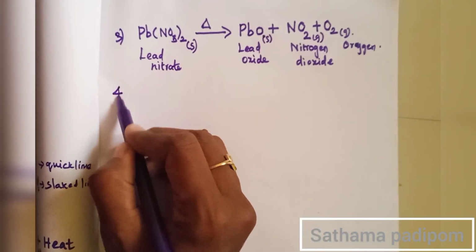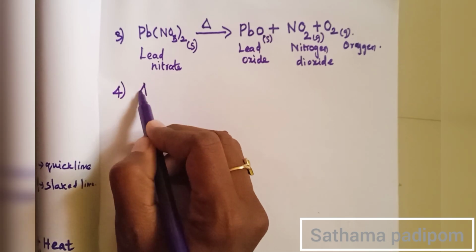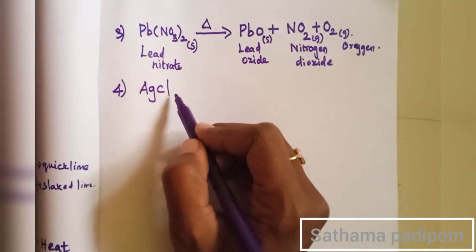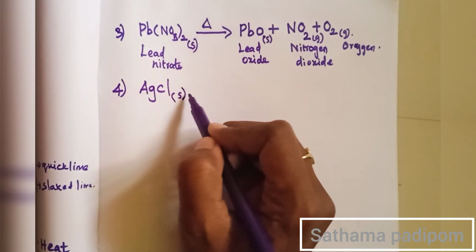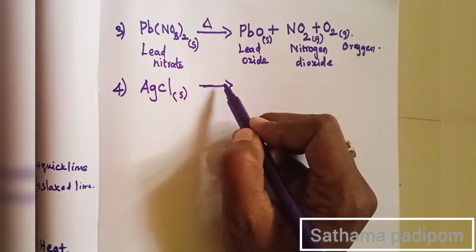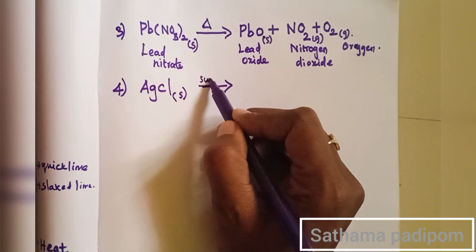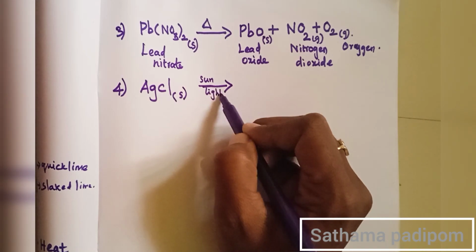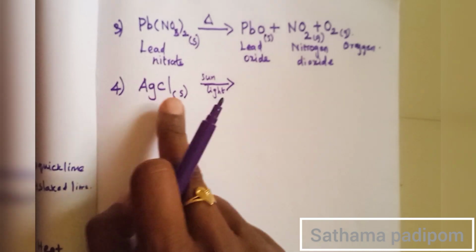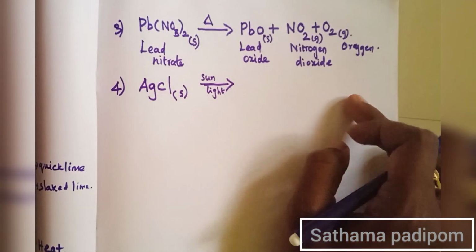Okay, next, silver chloride. What is the formula for silver chloride? How can we write silver chloride? What is the symbol for silver? AgCl. Okay, silver chloride, it is also in the solid state. Here, in the presence of sunlight, how will it break? There are only two elements here, silver and chlorine, and these must come in the products too.